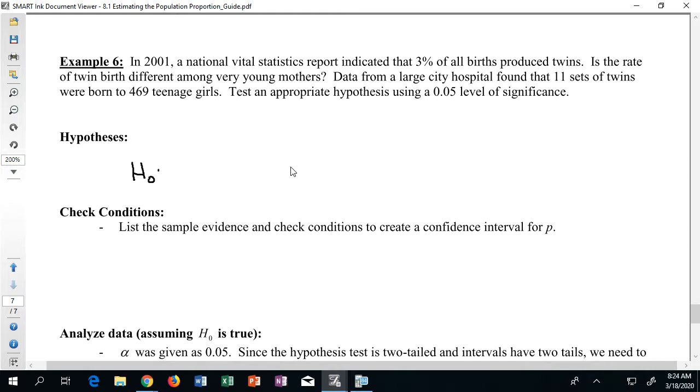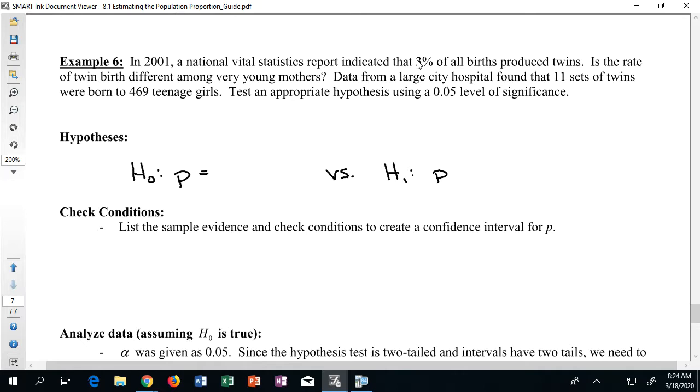Okay, so I know I'm going to set up my hypotheses, and I can see that I'm looking for a mystery percentage. I want to know the percentage of births that result in twins for all teenage girls, for very young mothers. So it seems like right now, the question is: is the rate of twin births different than 3%? Well, how could I communicate in a hypothesis that the percentage is different than 3%?